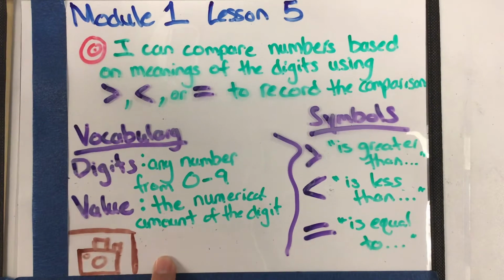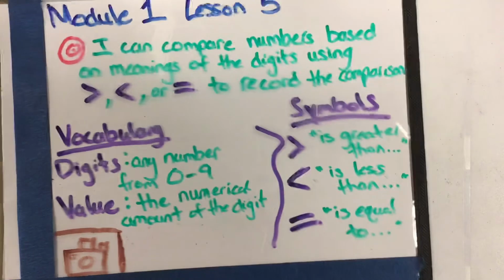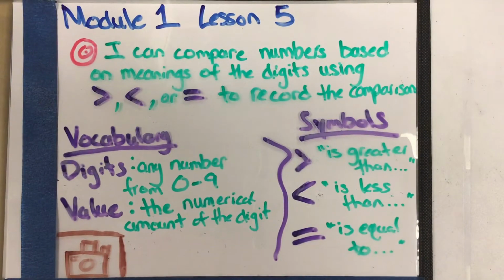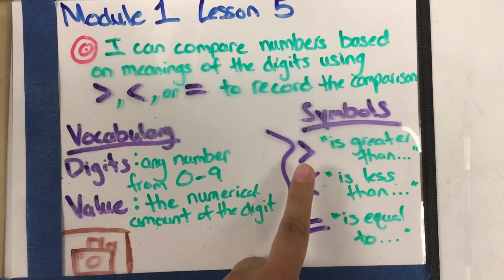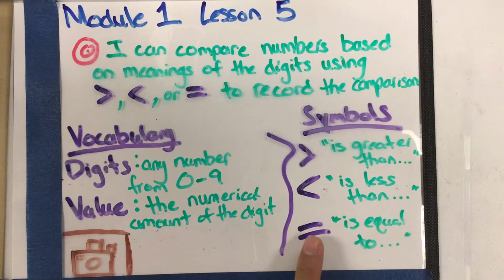The value of something is the numerical amount of the digit. And when we look at our place value chart, it's going to show the value of each unit in there, and the digits is going to show the quantity of each unit. And that's how we are going to see how big that number is. Okay? Now, when we look here at our symbols, when we see them, we normally just say that's the greater than sign, less than sign, or equal to sign.